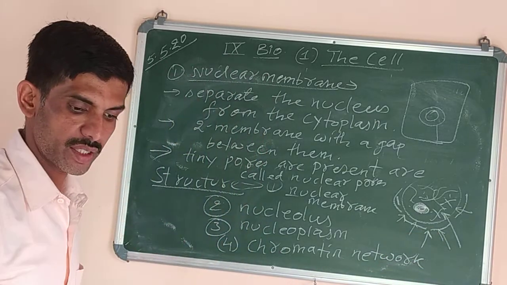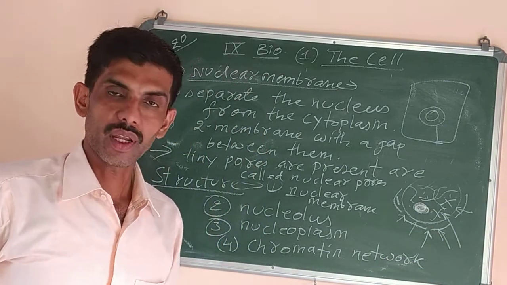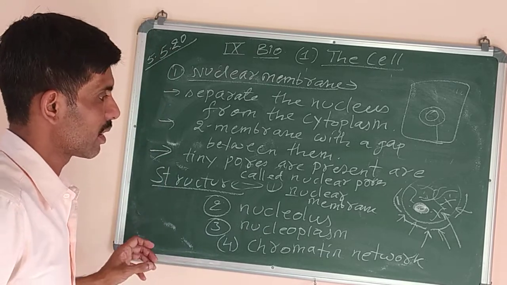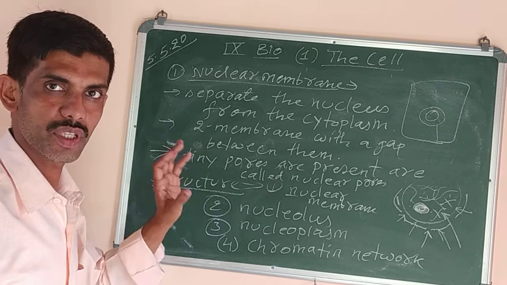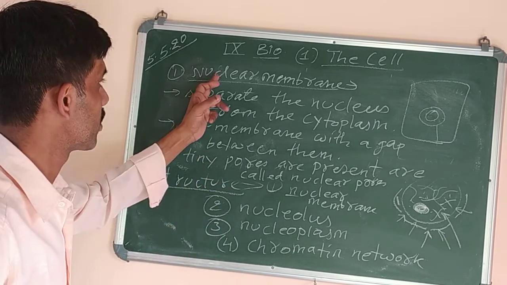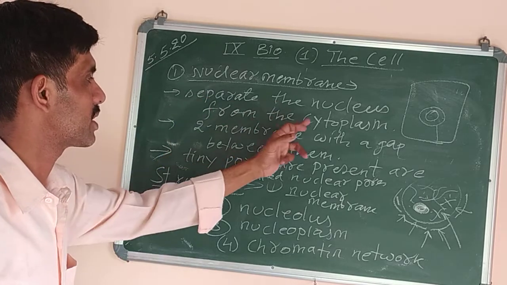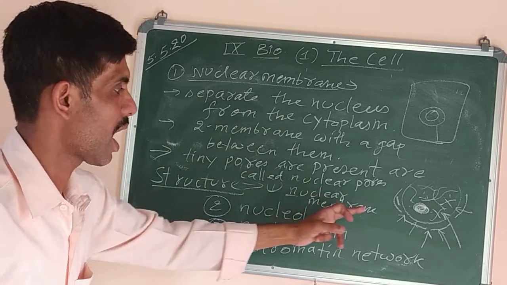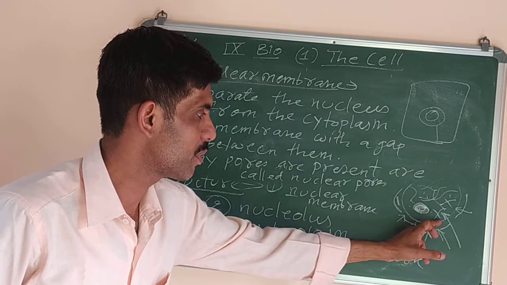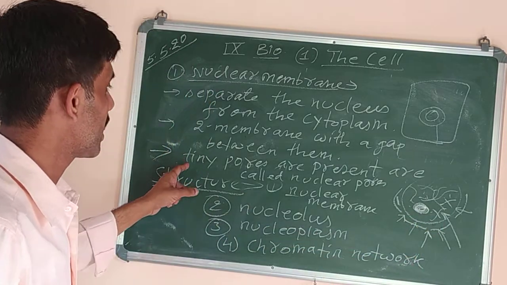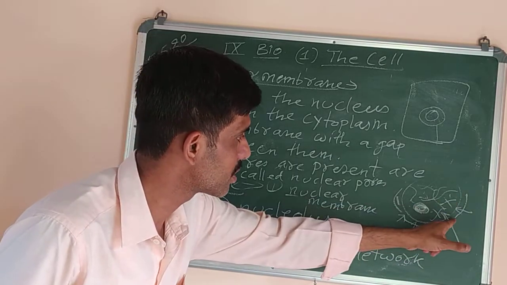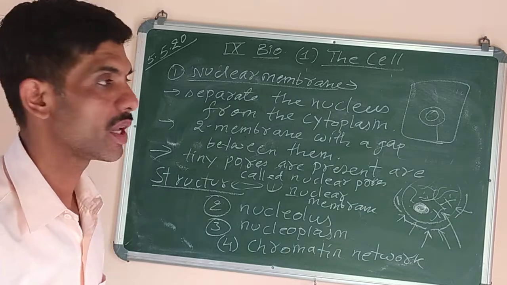Okay. Now next, in between the nucleus and the cytoplasm, what is the function of nuclear membrane? The function of nuclear membrane is to separate the nucleus from the cytoplasm. Understood? It has 2 membranes, outer membrane, this one, inner membrane, this one, with a gap present between both the membranes. Then it has tiny pores. These pores I have drawn here. This one also pore, this one also, here also. So these pores are called nuclear pores.